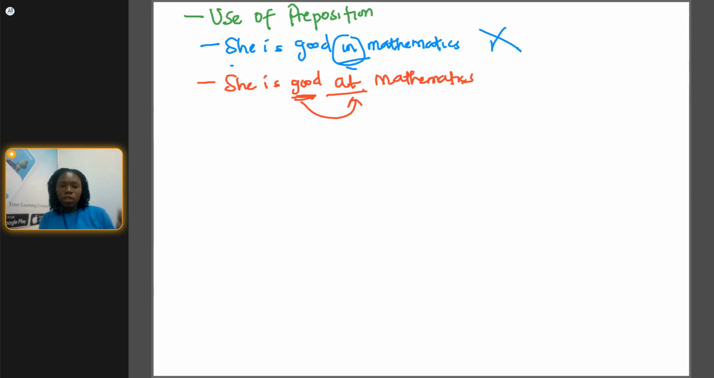So, like I mentioned, the use of preposition is very important in your sentence completion. If you use the wrong preposition, you could change the meaning of that sentence, or you could make the sentence grammatically incorrect. And that's not what we are trying to do. All right. So she's good at mathematics, not she's good in mathematics, and you have some other ones like that too.